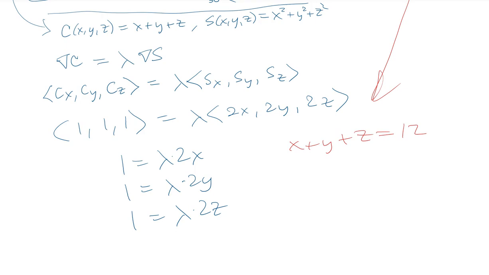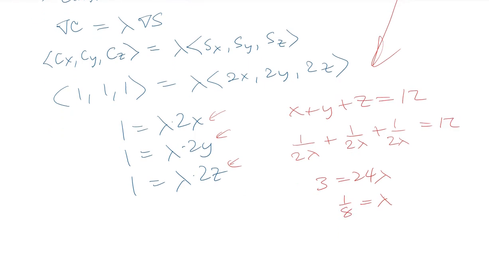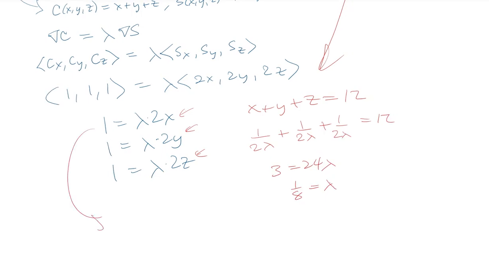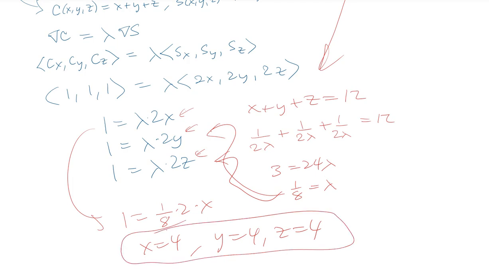So if I solve for x, y, and z everywhere, I get x is 1 over 2 lambda, y is 1 over 2 lambda, and z is 1 over 2 lambda, and that equals 12. So if I multiply by 2 lambda on both sides, I get 3 equals 24 lambda. So it looks like lambda is 1 over 8. So now if lambda is 1 over 8, I get 1 equals 1 over 8 times 2 times x. That's 1/4, so this means x is 4. And if I do the same thing for y and z, I get y equals 4 and z equals 4. And this is much easier to work with.